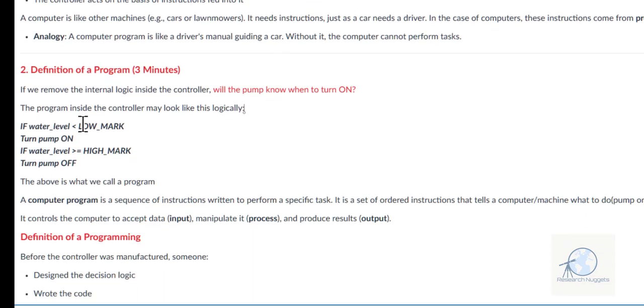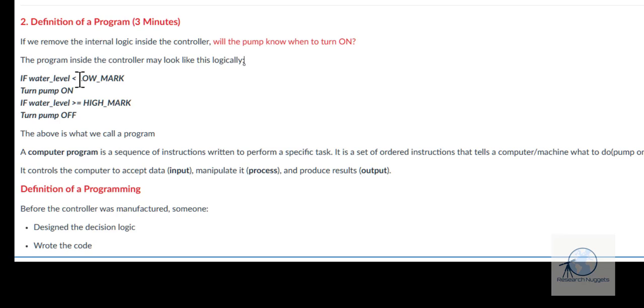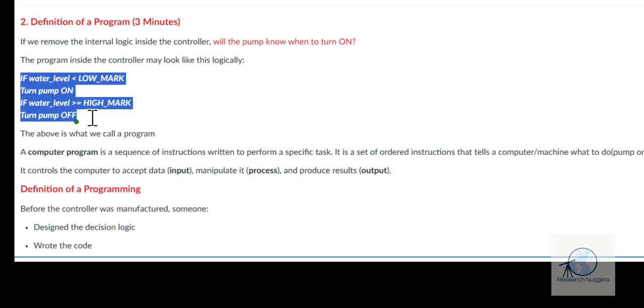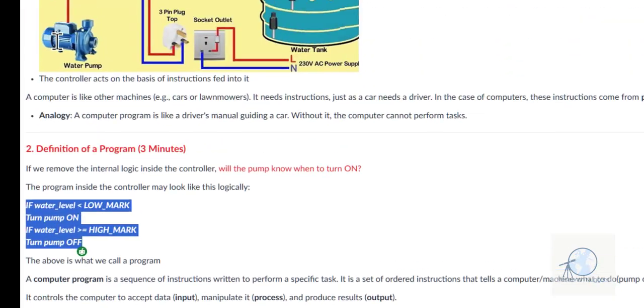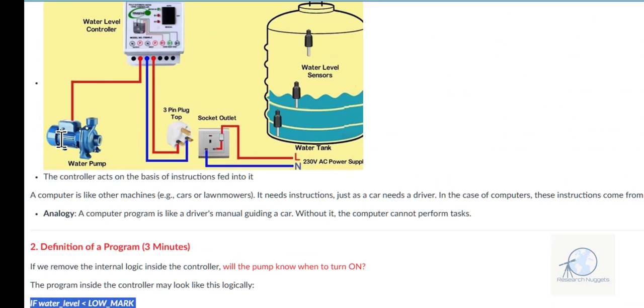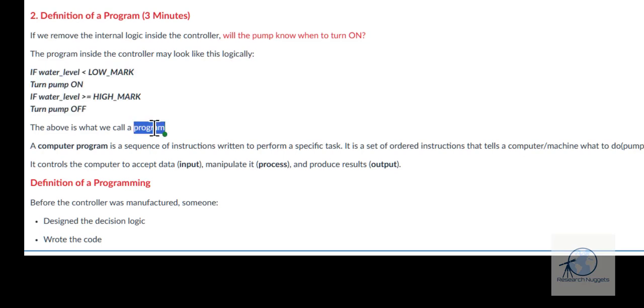If the water level is below a certain threshold, which for example is the low mark we have put, then we are supposed to turn the pump on. In other words, the pump is supposed to start. If the water level is above a certain threshold, the uppermost limit, then we are supposed to turn the pump off. Now, these sets of instructions are what enable our pump to either come on or go off. And this is what we are referring to as a program.